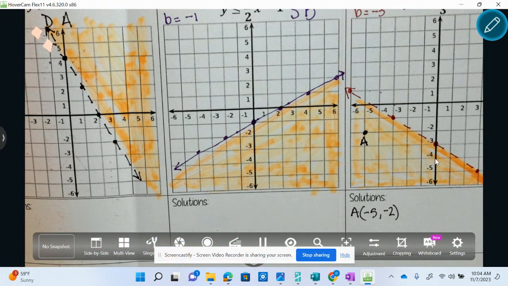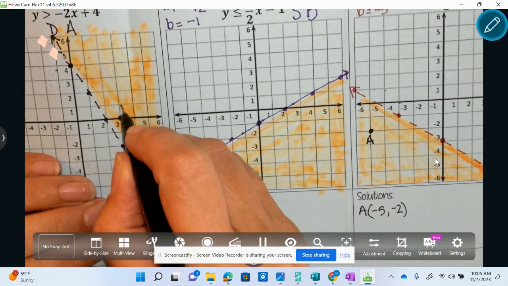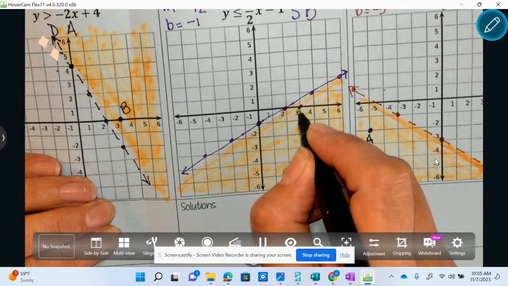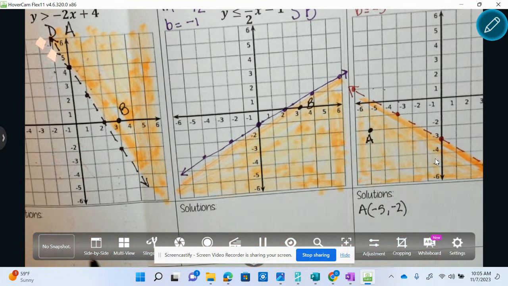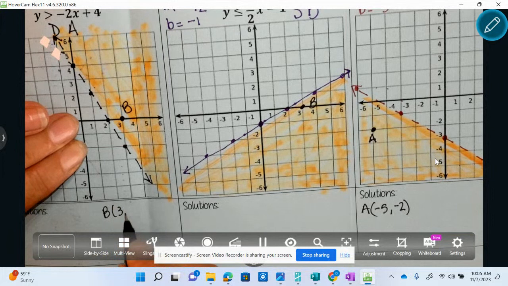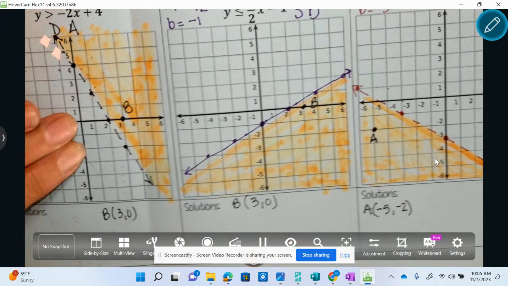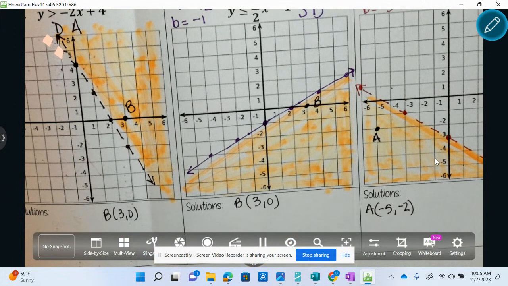So point B fits the ordered pair 3, 0. Where do you see that fits? Yeah, the ordered pair 3, 0 right here, point B, but it also fits right here, point B. So I'm going to write it down below for both. B, the ordered pair 3, 0, because it can go into both.